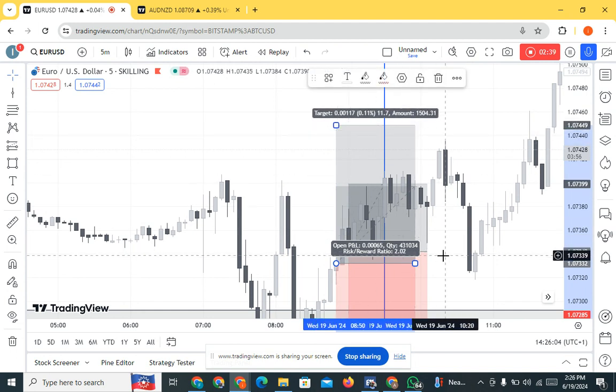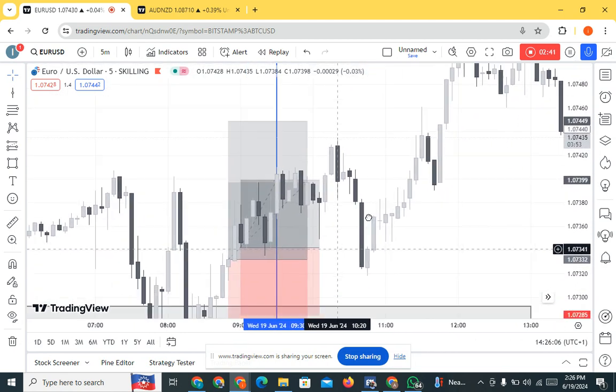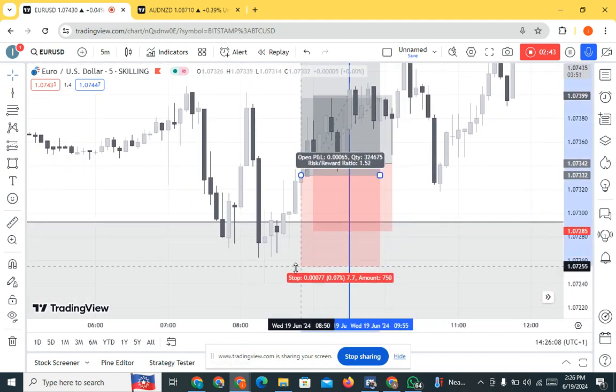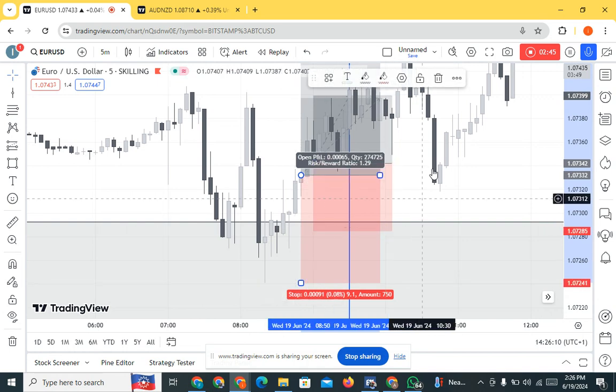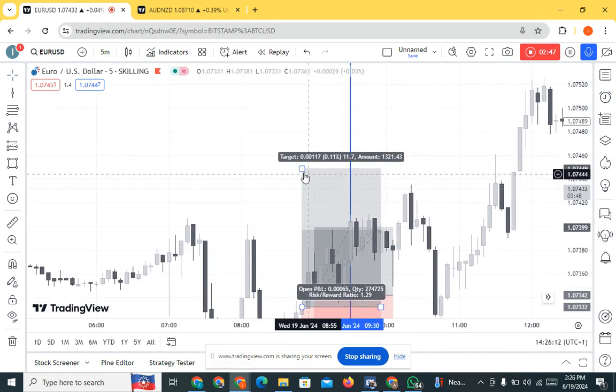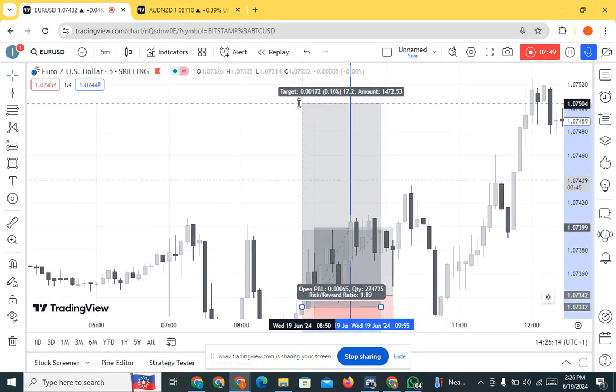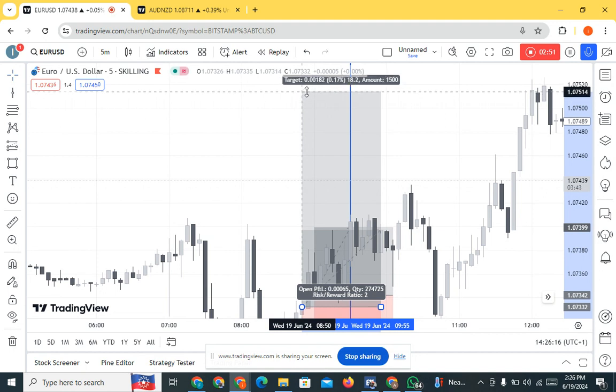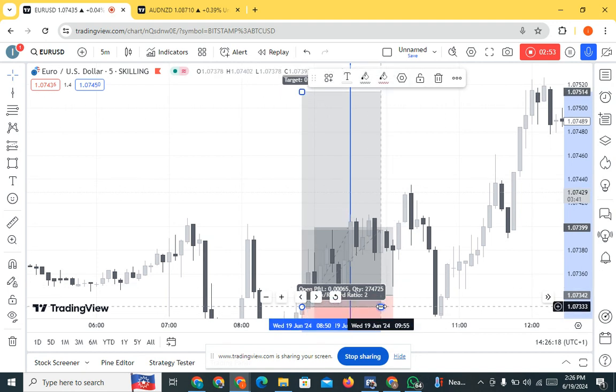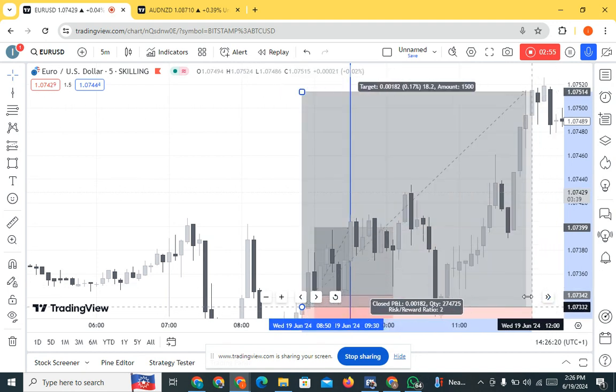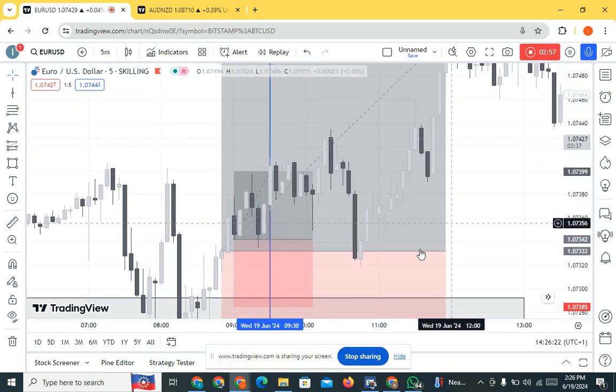So it would have been a beautiful trade. Even if you would have placed your stop loss right here, I believe that you still would have been profitable. You still would have made money out of this trade, chasing 1 to 2. So you would have hit profit right there. It would have been a beautiful trade.